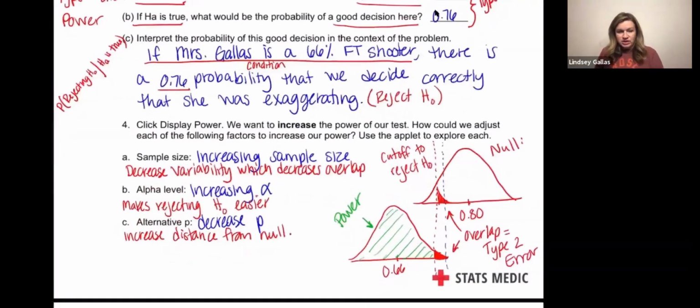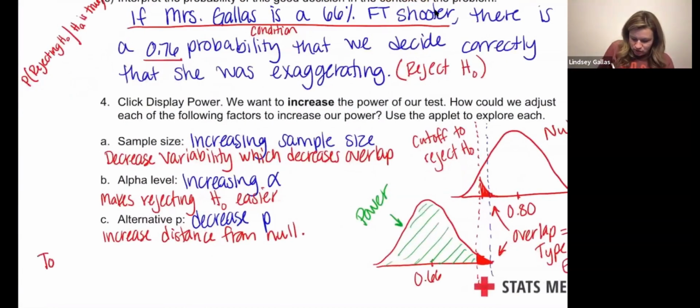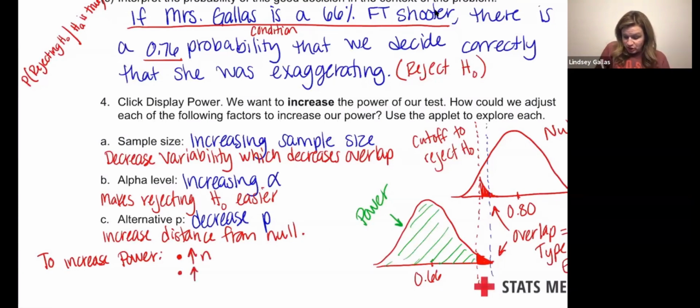So to summarize, what I'd like you to put here down at the bottom is, to increase power, you have three options of what you can do. One is to increase your sample. I'm just going to use arrows. You increase n, your sample. You increase your alpha level. And then also you increase your distance from the null.